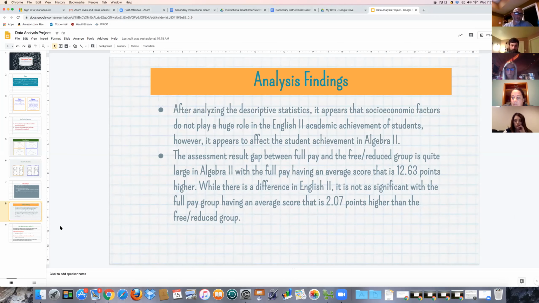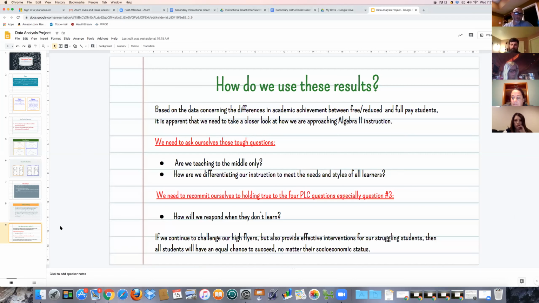Finally, I asked, how would we use these results? If I really was presenting this to my intended audience, what would we do? To me, the most obvious thing is the difference in the algebra academic achievement between free and reduced and full pay.